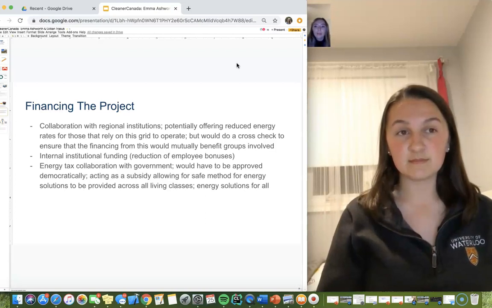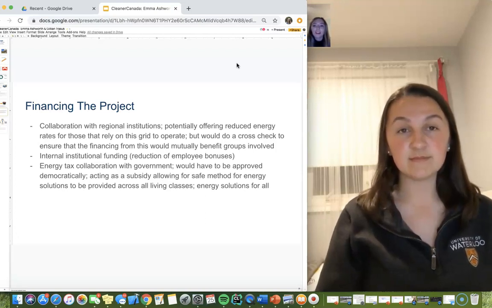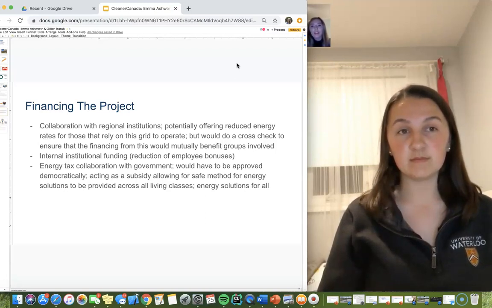And then finally, potentially increasing or creating an energy tax in collaboration with the government, but this would have to be approved democratically and would act as a subsidy, allowing for safe energy solutions to be provided all across the state.